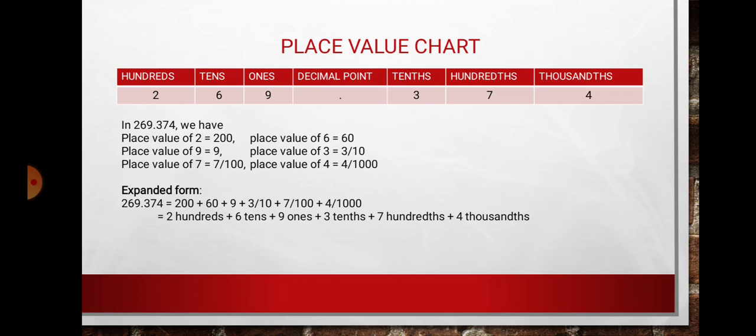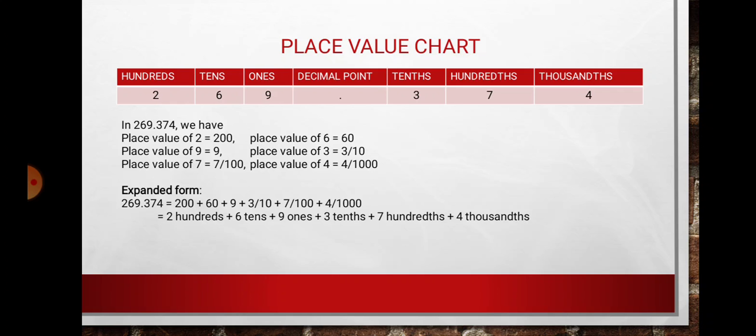So this is a place value chart of decimal numbers. Hundreds, tens, ones, then a decimal point, then tenths, hundredths, thousandths. The place value of the first number on the left, 2, is 200. Next is 6 tens or 60, 9 ones or 9. Then we have 3, whose place value after the decimal point is 3 by 10, meaning tenths. Next, the place value of 7 is 7 by 100, or 7 hundredths, or we can say 0.07. And the place value of 4 is 4 by 1000, 4 thousandths.